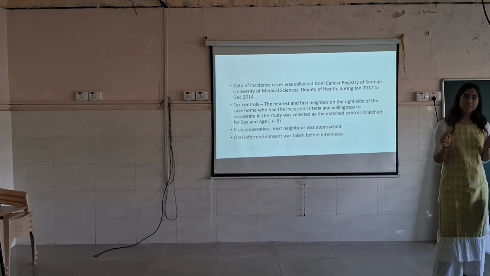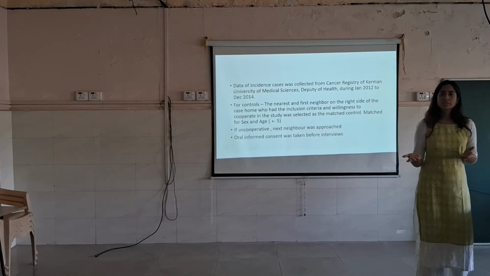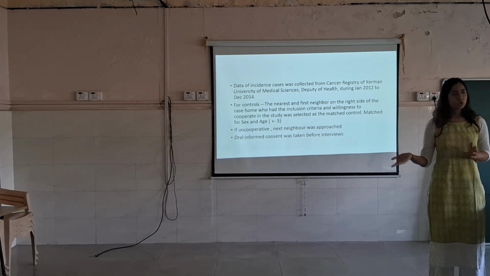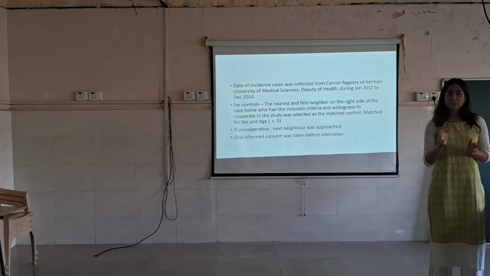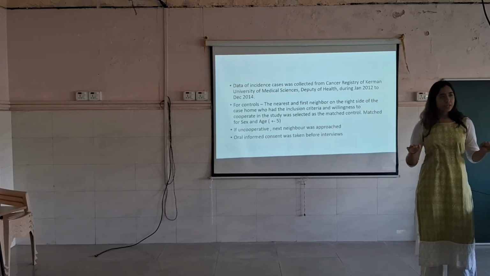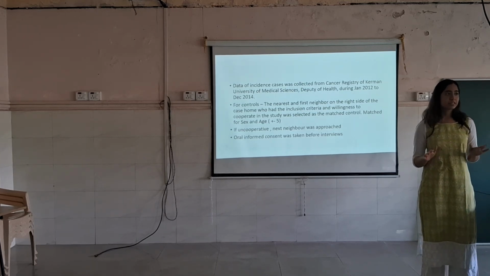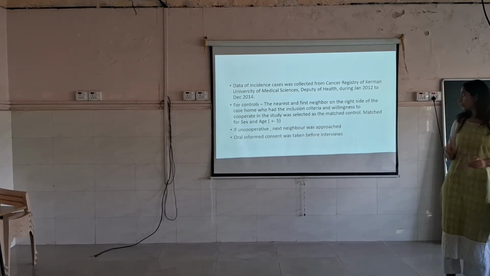They traced these cases down to where the person lives. They set up interview calls, and they picked the first home to the right of the case's home and found the first person that matched the age and sex parameters and said, okay, you will be our control. That way you're also matching the socio-economic status and any other environmental exposure that may have contributed.